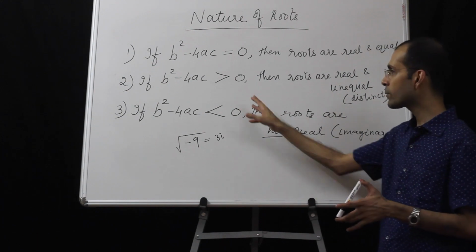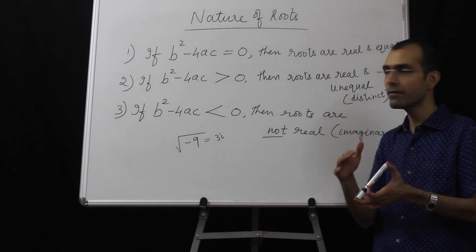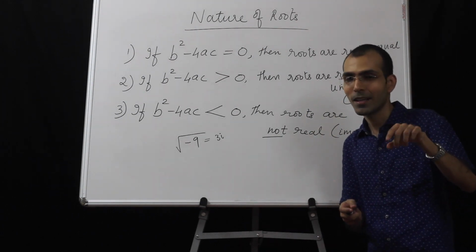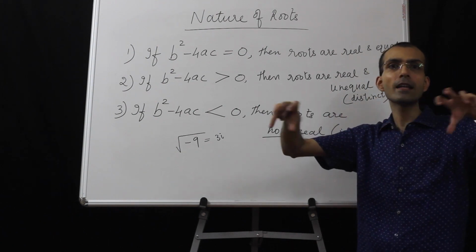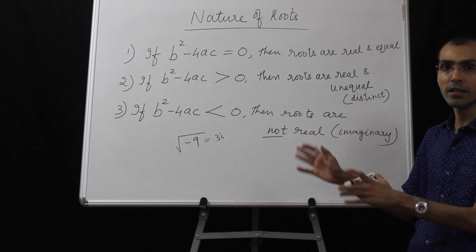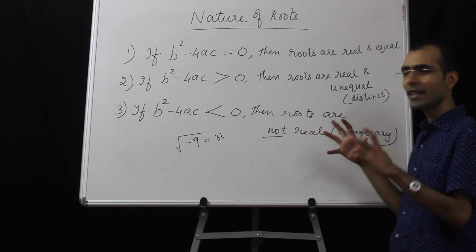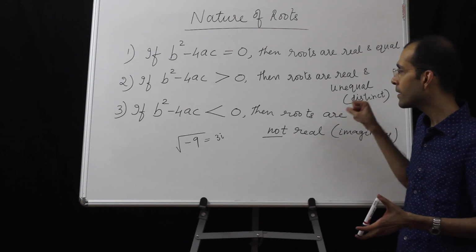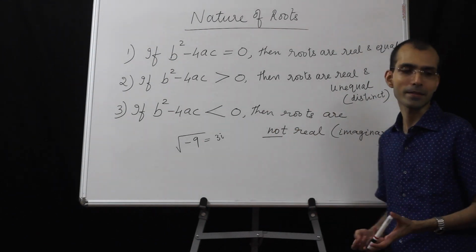So basically, b square minus 4ac is lesser than 0, and lesser than 0 means negative, then the roots are not real. Roots do exist, but they do not fit into our real number system. So we say roots are not real. We cannot say roots don't exist, but roots are not real in nature, and so they are imaginary roots, but they do exist. And you will be taught how to find such roots of such equations in higher classes.